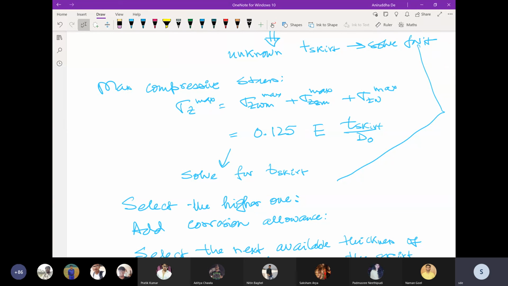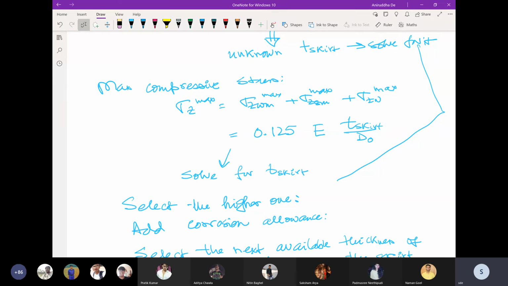Maximum tensile stress should be equated to Fj, and maximum compressive stress should be equated to 0.125 E, E is the Young's modulus, T skirt by D naught. So from both the cases, there is only one unknown, T skirt. Evaluate T skirt, find out which one is the higher one for the safe. So you cannot prepare a skirt with two thicknesses. There is no point, because you have to then weld two pieces of metal of different thicknesses. That is of no use. So you select the higher one, add corrosion allowance.